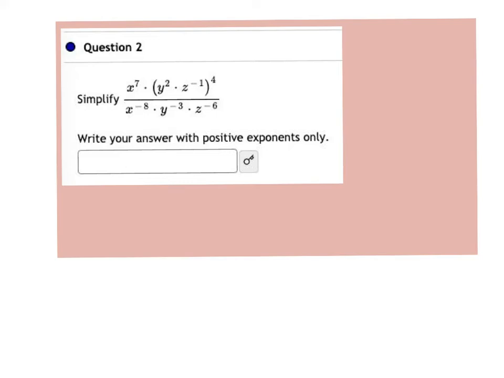Hello, Mr. Geiselart here, and this is a fairly complicated looking question. It looks like we have powers to powers, we have exponents, we have negative exponents, we have fractions. So let's try and do this one step at a time.